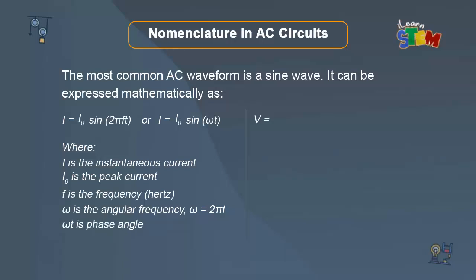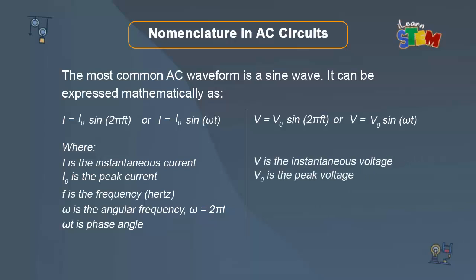Similarly, voltage is given by instantaneous voltage equals peak voltage sine of 2 pi ft, or instantaneous voltage equals peak voltage sine of omega t. In this case, the instantaneous voltage is the voltage value at any given time. And the peak voltage is the maximum voltage value.